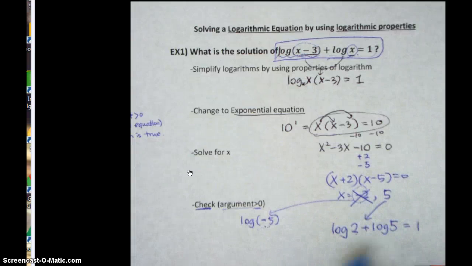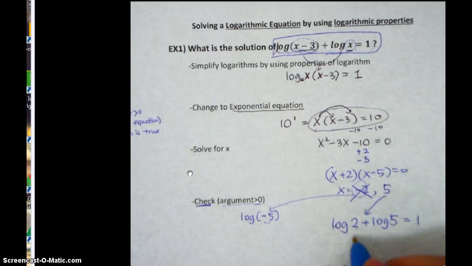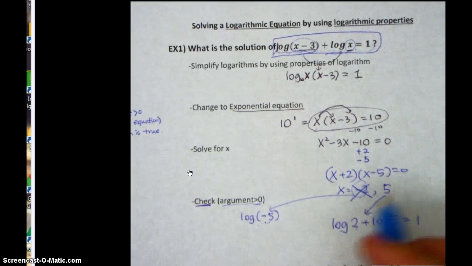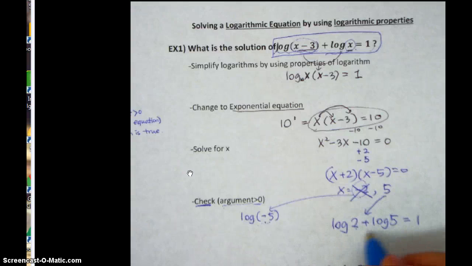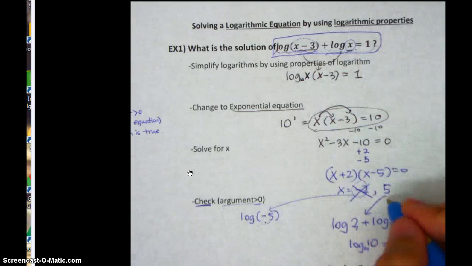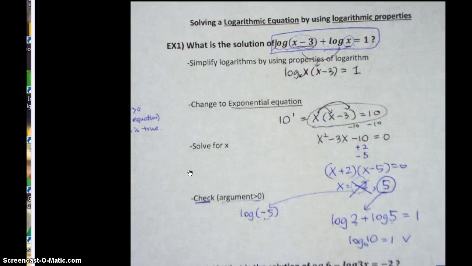Well, they both have positive arguments, but let's just check if that's really true, because we might have made a mistake. So two logarithms are added together. That means I can multiply those arguments. So 2 times 5 is 10, and the base is 10. 10 to what power is 10? Well, 10 to the first power is 10. So we know that this equation is true. So 5 is the final answer.